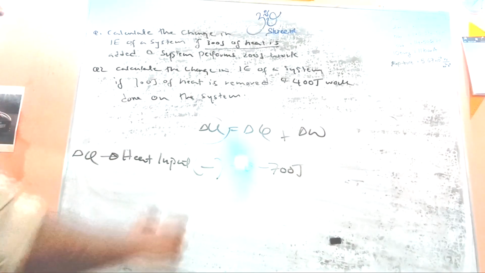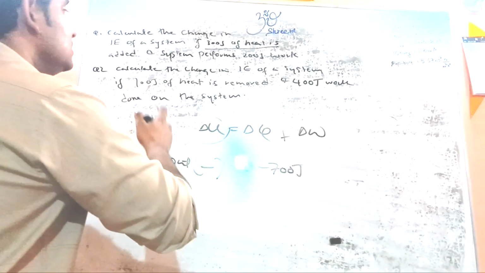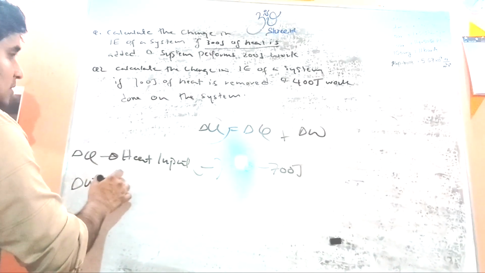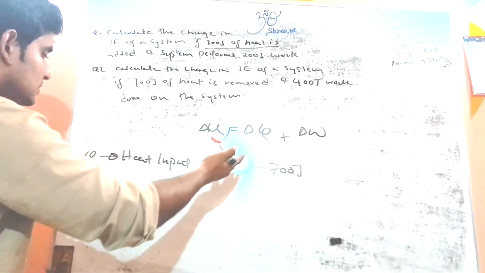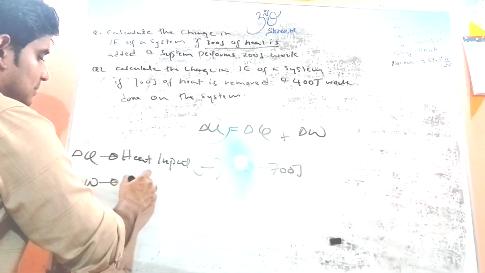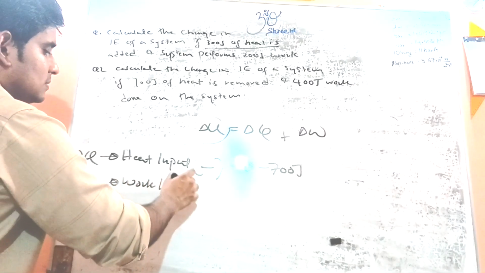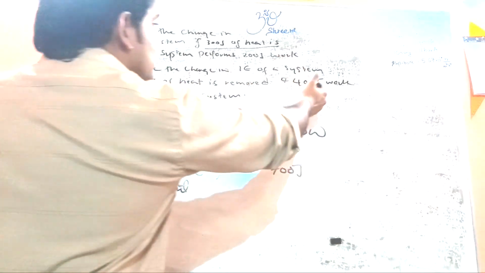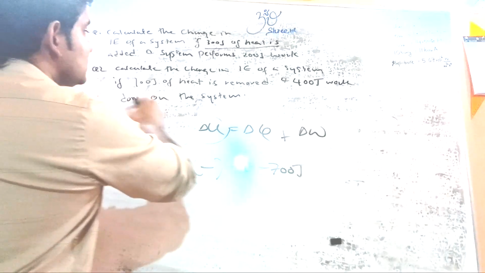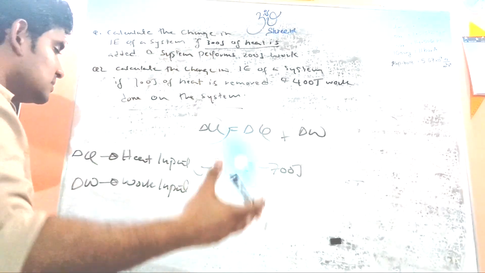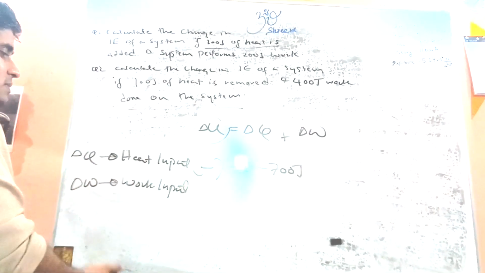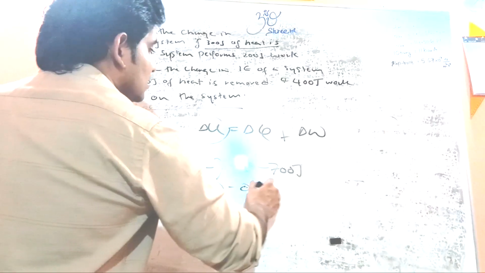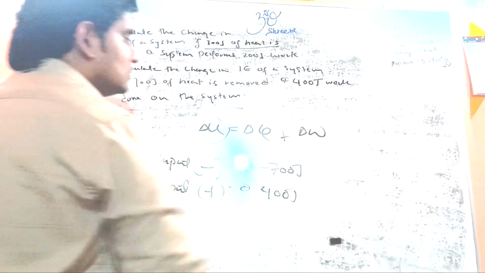Second case, 400 joule work done on the system. What is delta W? According to this format of the equation, delta W is the work input. And 400 joule work is done on the system, so we are going to do a work on the system. So according to the problem, work input is positive. What is the value? 400 joules.